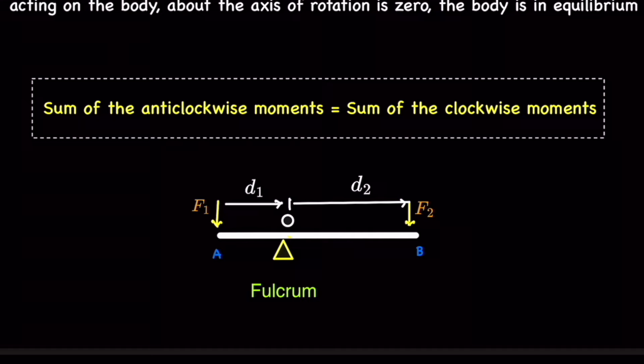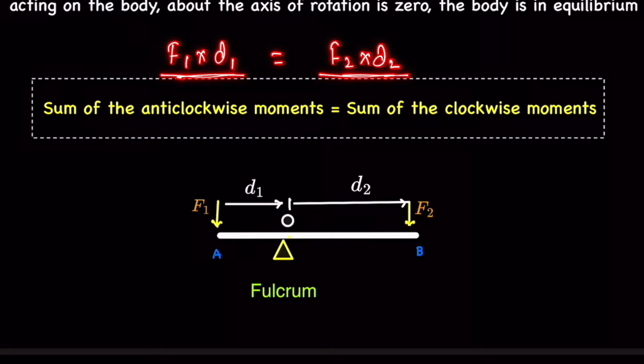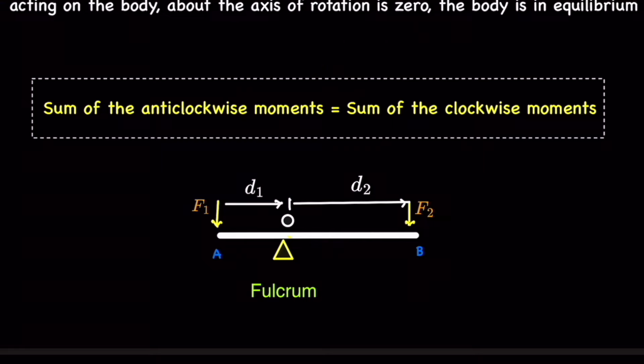Anti-clockwise moment will be F1 into D1. It is equal to F2 into D2, because F2 into D2 is clockwise, F1 into D1 is anti-clockwise. If you have two or more than two forces, you have to do the same way. You have to write the clockwise and anti-clockwise values. I will explain you a few examples based on this topic.